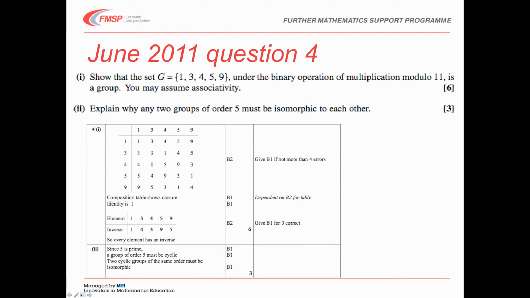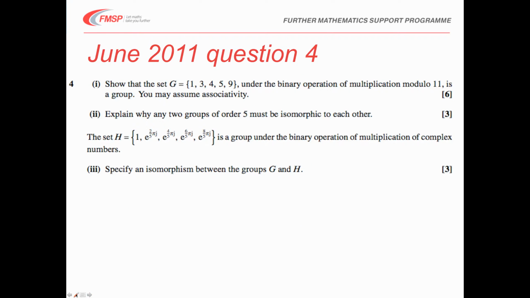Okay, so here is the mark scheme for that. 2 for the table, 1 for saying it shows closure, 1 for saying what the identity is, and 2 for the inverses. And again, what I said here is that you say that 5 is prime, a group of order 5 must be cyclic, and two cyclic groups of the same order must be isomorphic. Those are the things that you need to say.